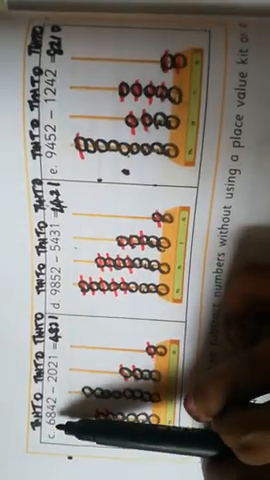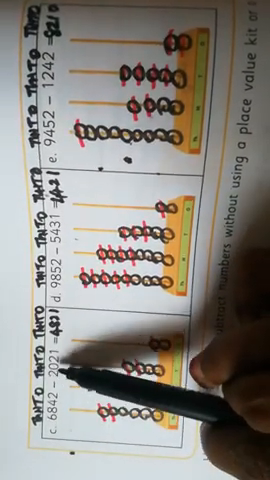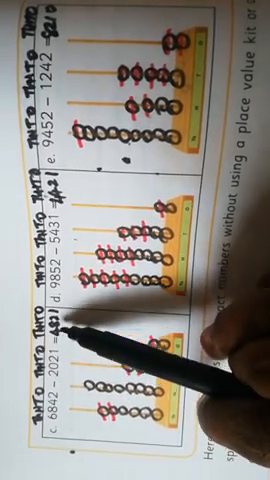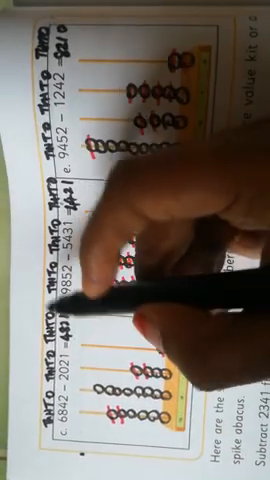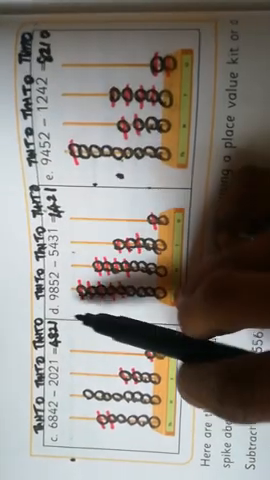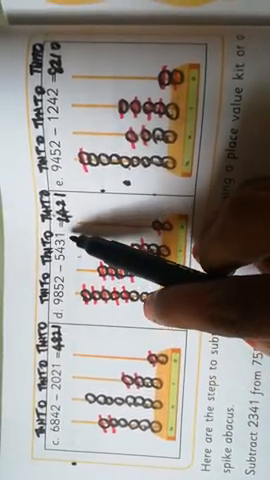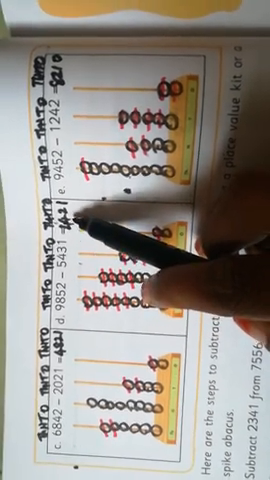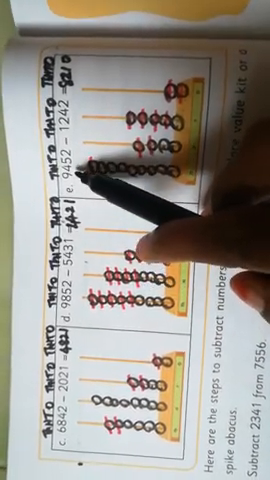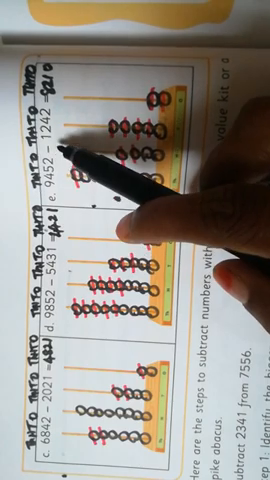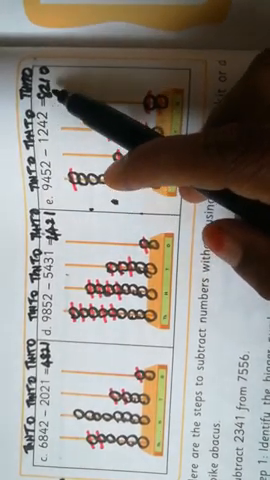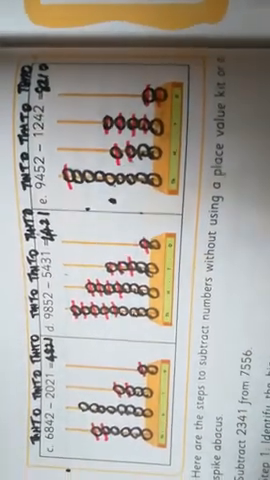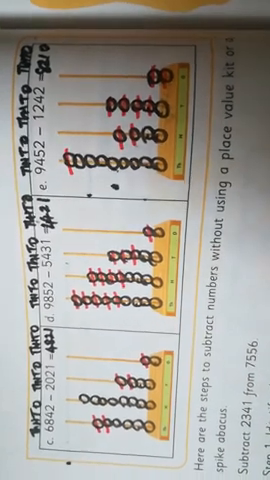See option 6842 minus 2021, we are getting 4821. D option 9852 minus 5431, we are getting 4421. E option 9452 minus 1242, we are getting 8210. Like that you have to get the answer, children.